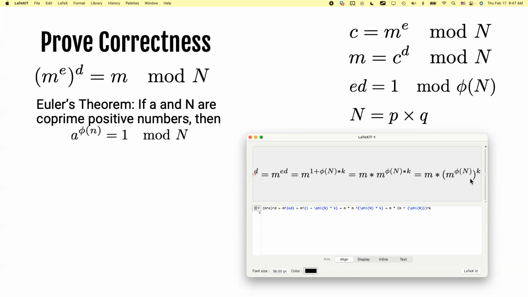So this part, m to the phi of n is equal to 1 mod n, okay? So we have this part equal to 1, and then 1 to the k, that's still 1, right? And then multiply that with m, we should be able to get m.